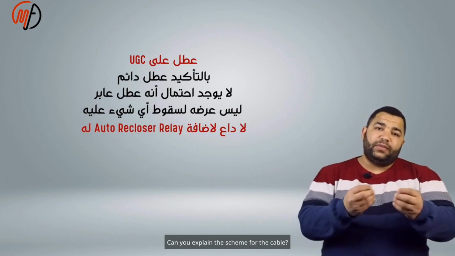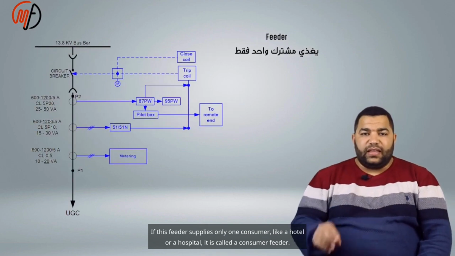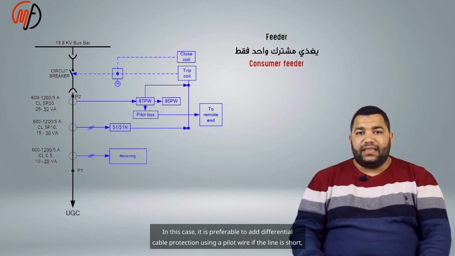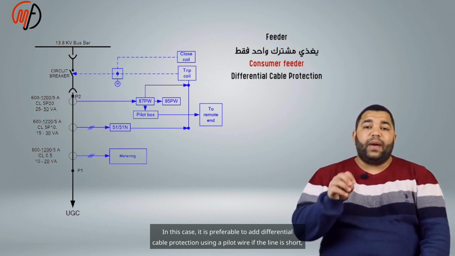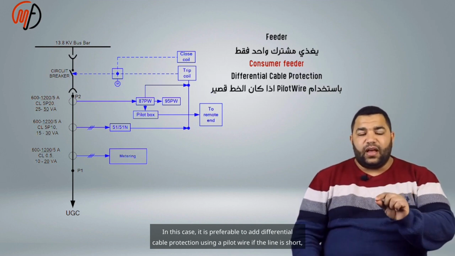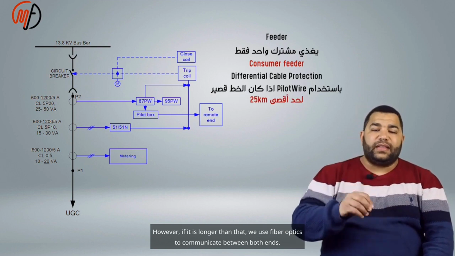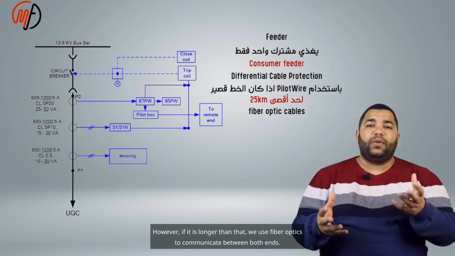Can you explain the scheme for the cable? If this feeder supplies only one consumer, like a hotel or a hospital, it is called a consumer feeder. In this case, it is preferable to add differential cable protection using a pilot wire if the line is short, up to a maximum of 25 kilometers. However, if it is longer than that, we use fiber optics to communicate between both ends.